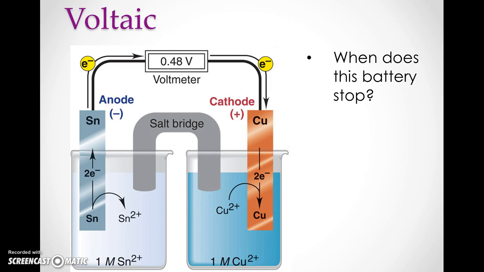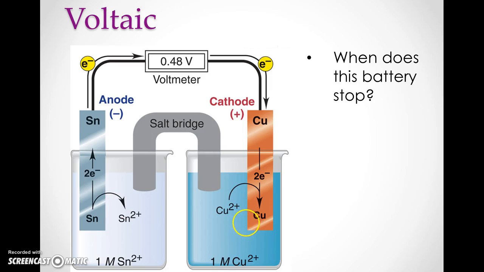But when will this battery stop making voltage? One of two things has to occur for that to happen. If we think about what happens at the anode, this solid tin is turning into ions in solution. So if at some point we use all of this metal up and we have no more solid metal to turn into ions, we have no way for this metal to lose electrons anymore. So we would not be able to produce any electrons, which means we would stop making voltage.